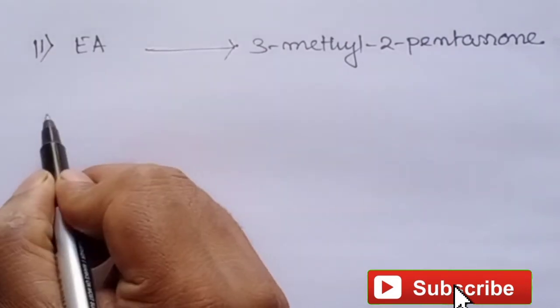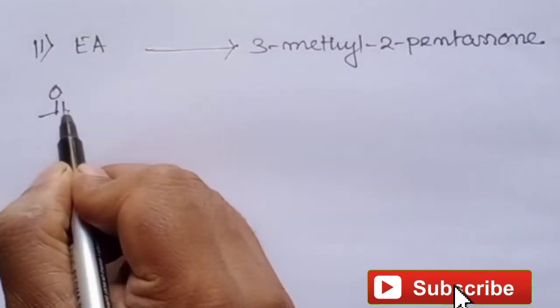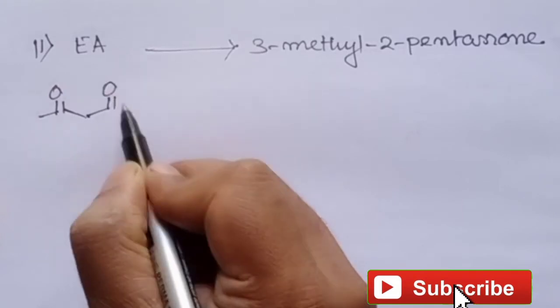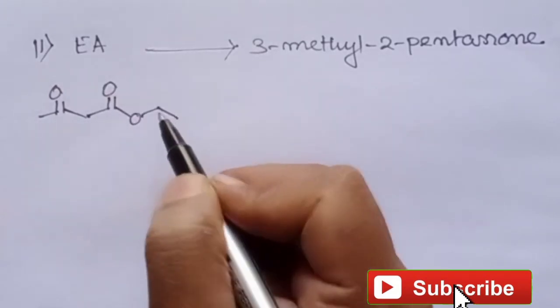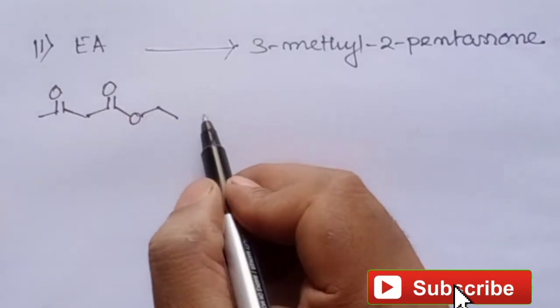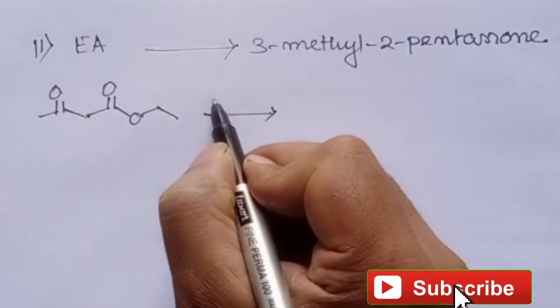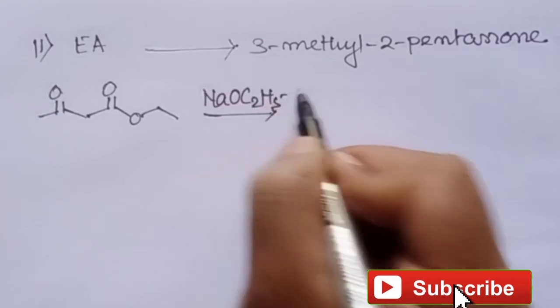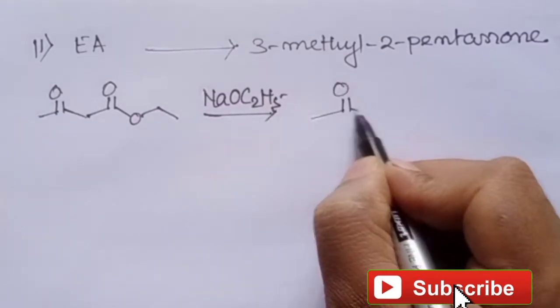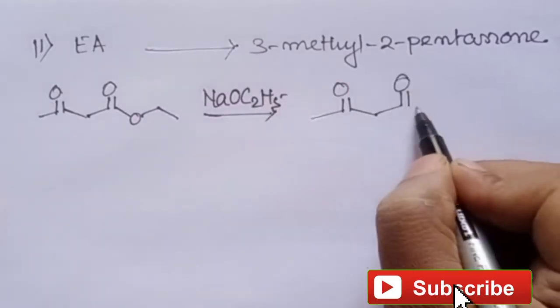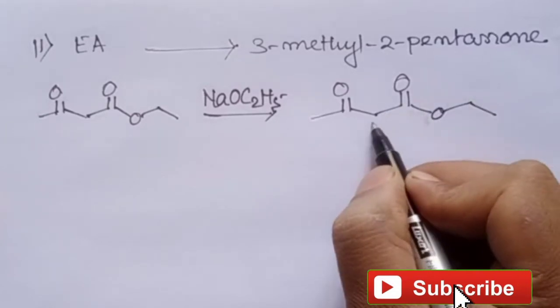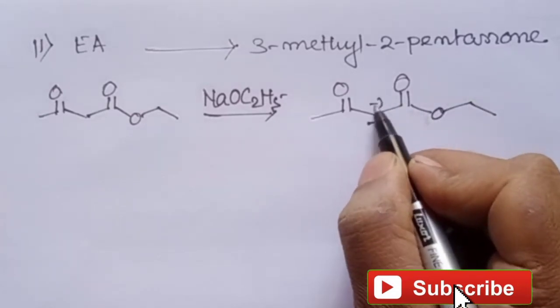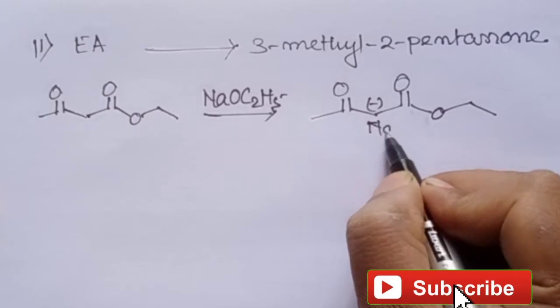So let's first draw out the ethyl acetate, this one is the ethyl acetate. On treating with sodium alkoxide, NaOC2H5, it will lead to form this one, the carbanion with Na plus.